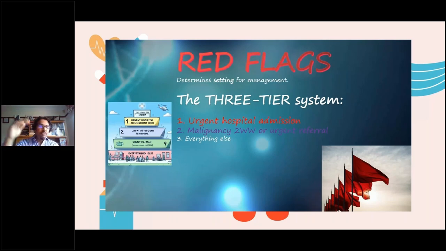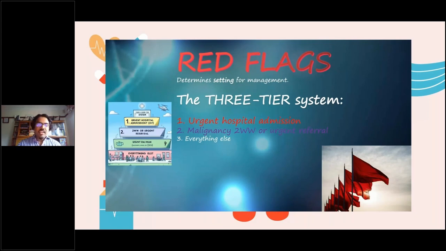And lastly, if they don't fulfill either of those criteria for admission or an urgent referral, everything else can be managed in the community. This is where we give out trials of treatment. We use time as a diagnostic tool. We use advice and reassurance. We give them the tools in which we say, we're going to try something, but when things change, come back and let us know. This is the point at which we're going to review things and see if they're improving or not.